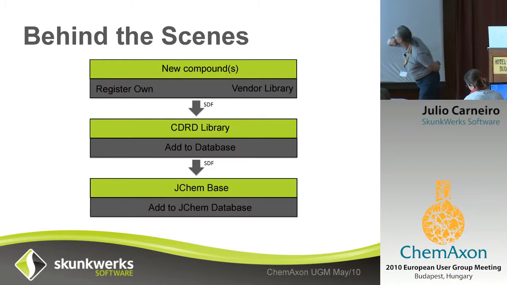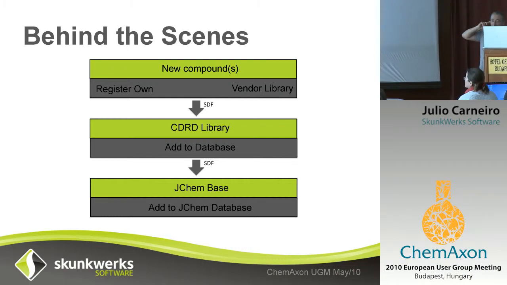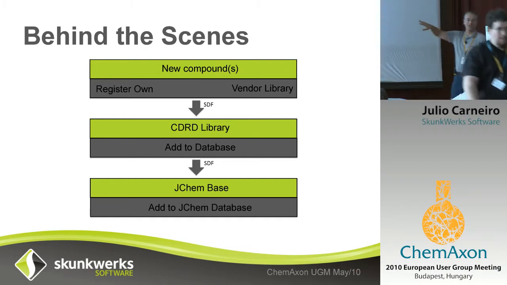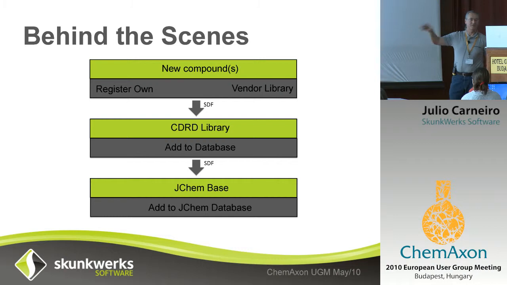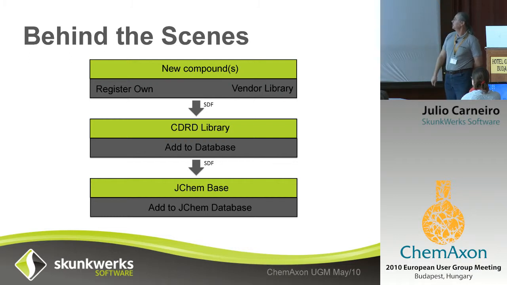So basically the flow, it looks like you will not be able to read what is in the black background. Basically we get new compounds, be it by registration from the researchers or compounds coming from a vendor library. We get the SDFs from the vendors or the structure that was designed using Marvin Sketch from the researchers. That gets input into our own internal library, gets added to the database. And then we send the same SD files to JChem Base, so we keep a copy.